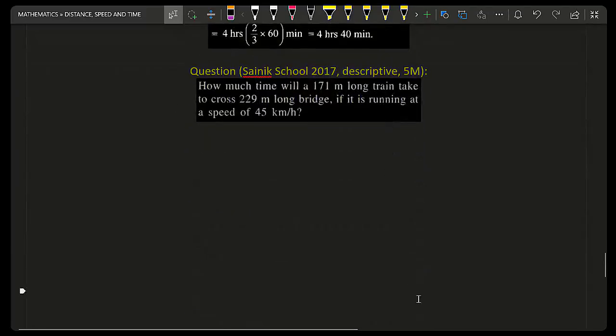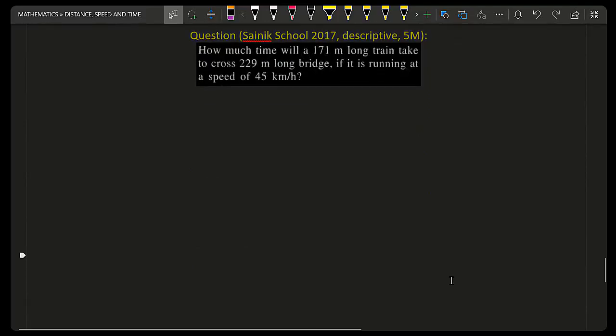Next question came in the descriptive exam in 2017 for 5 marks. How much time will a 171 meters long train take to cross a 229 meters long bridge if it is running at a speed of 45 kilometers per hour? Who is going to answer this? Mayuk, can you read the question? Read it loudly.